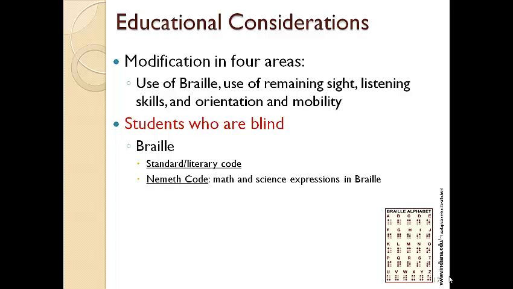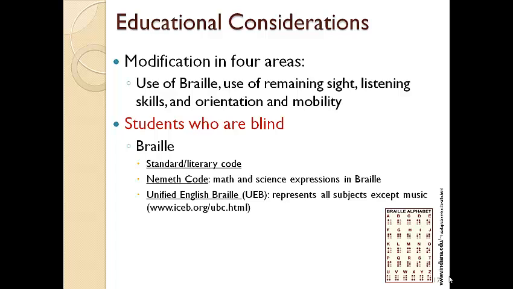Then we also have something called the Nemeth code, which is basically for math and science expressions in Braille. So it's a little bit different than the alphabet. And so we have like the symbols that we use in math or expressions that we use in science. So it's basically for those. Then we also have something called the Unified English Braille or the UEB, which basically represent all subjects except music. Right? And here's a link where you can find some more information about the Unified English Braille.